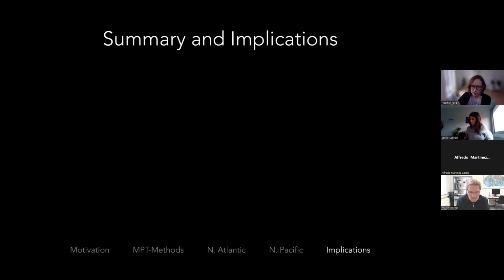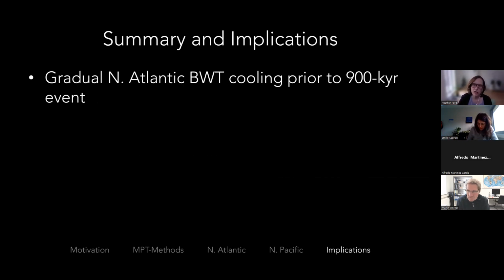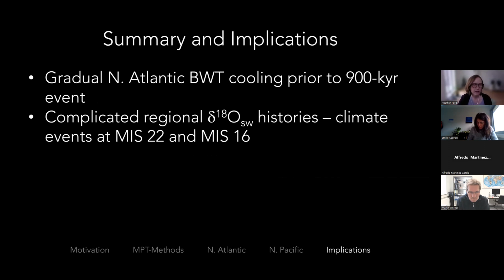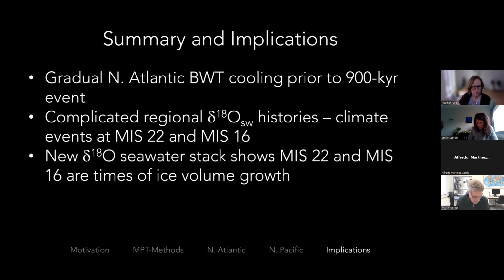So just to summarize the ocean circulation story that we have over the mid-Pleistocene transition, we do see that there's North Atlantic bottom water temperature cooling over the mid-Pleistocene transition and prior to the 900 kiloyear event. Was that forced by CO2? I hope the ice cores can help us answer that. We see that there are complicated regional delta 18O seawater histories and big climate events that happen at marine isotope stage 22 and marine isotope stage 16. And our new delta 18O seawater stack shows that marine isotope stage 16 and marine isotope stage 22 are times of apparent ice volume growth.